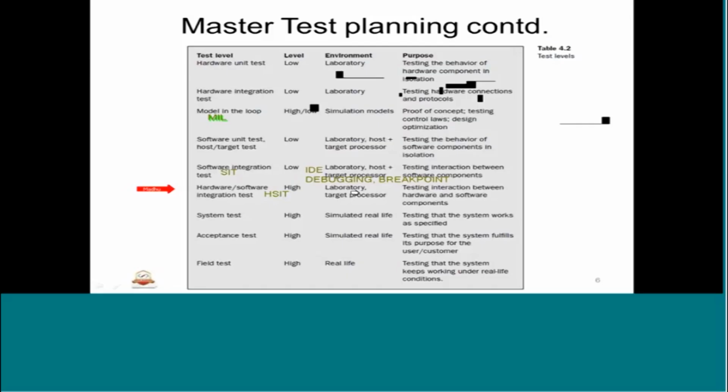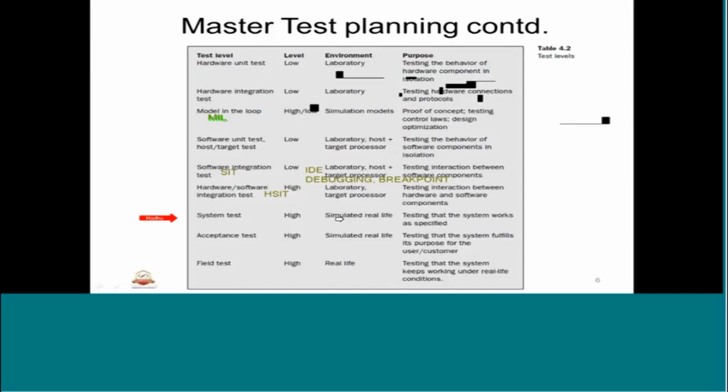Here also we use the same lab equipment, measurement equipment, and the target board with the simulation or whatever it is, to prove that the software is working fine on the end target system. Then we have the system test. Whether the embedded system works fine as expected as an integrated unit is checked at this level, called system test. It's a high level. Of course, the HSIT is also high level.